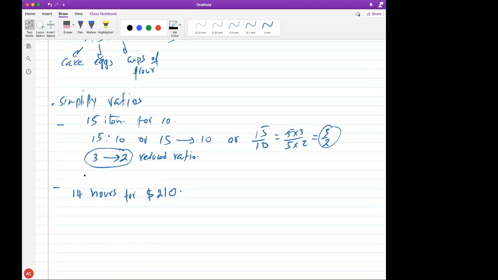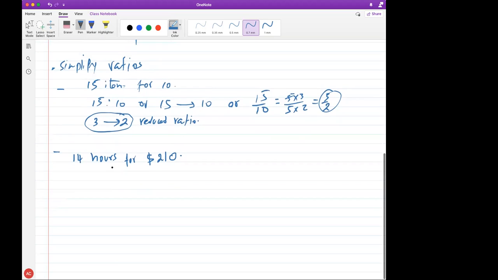Okay, so two things we can do here. We can reduce this to the lowest term possible, or we can even find the rate or the unit rate. For example, usually here for hours, this is 14 hours for 210. You want to probably find the rate of 1 hour. That's what we call finding the unit rate. First, let's reduce this.